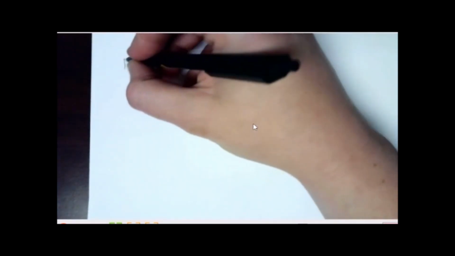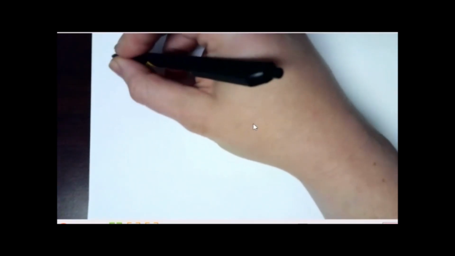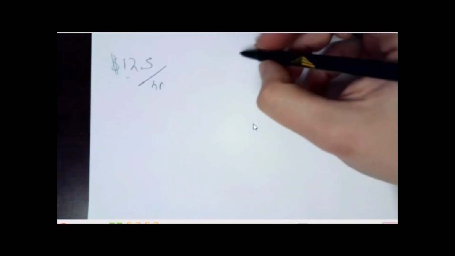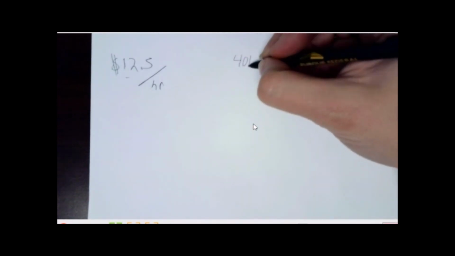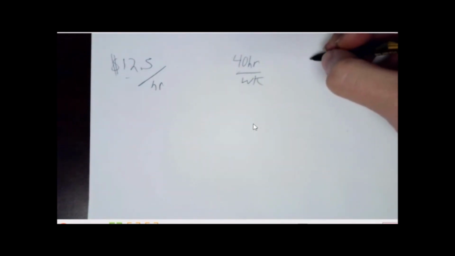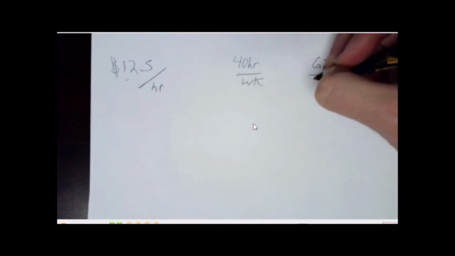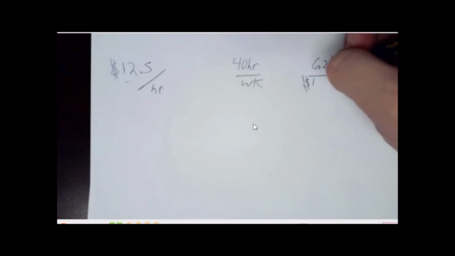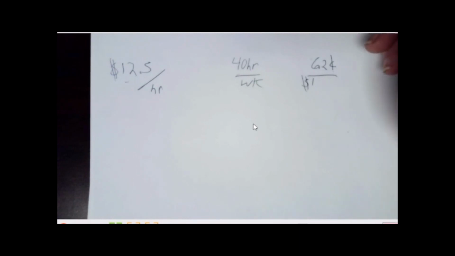I work for $12.50 an hour. So my ratio is money per hour. And I work on average 40 hours per week. And Social Security tax is 6.2 cents per dollar I earn. 6.2%, so 6 cents per dollar, essentially. How much am I paying to Social Security in 1 week?